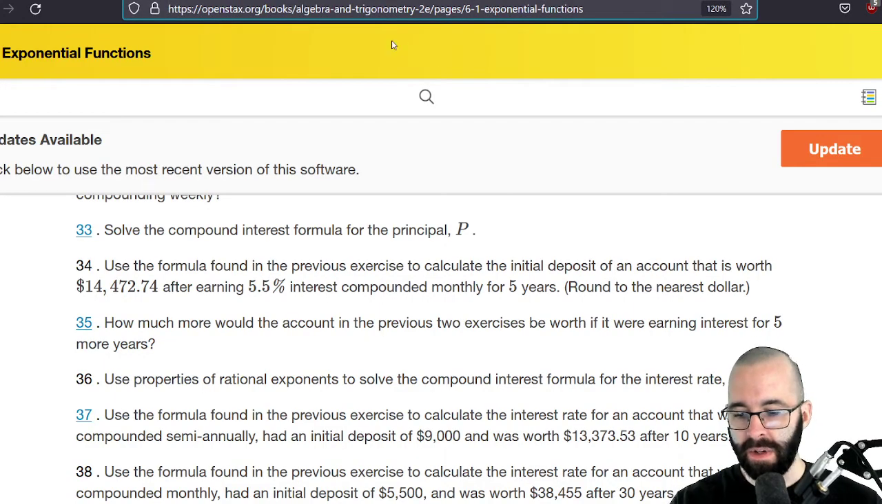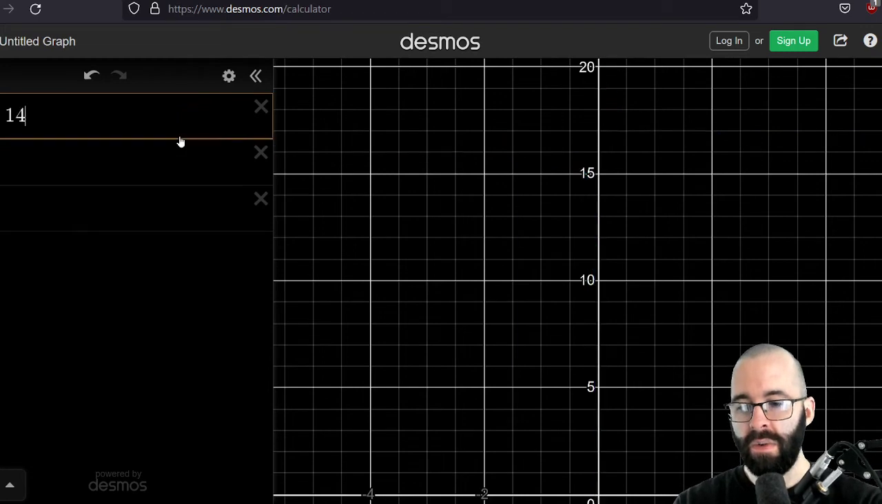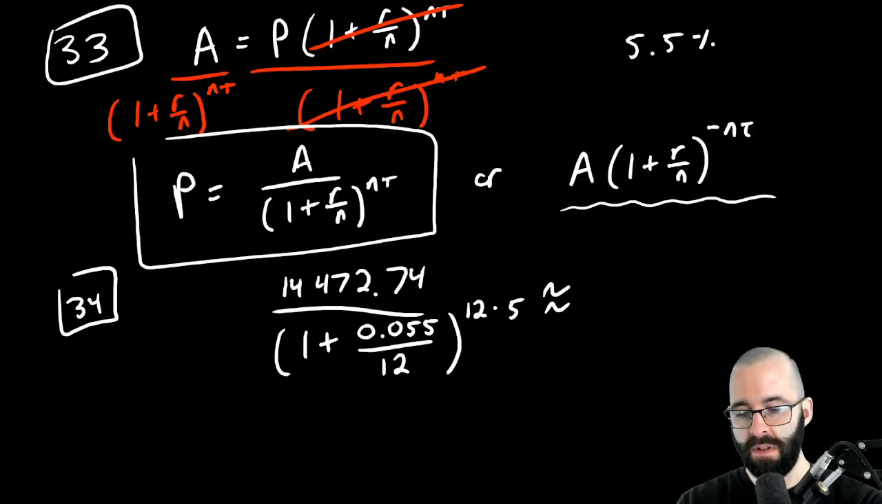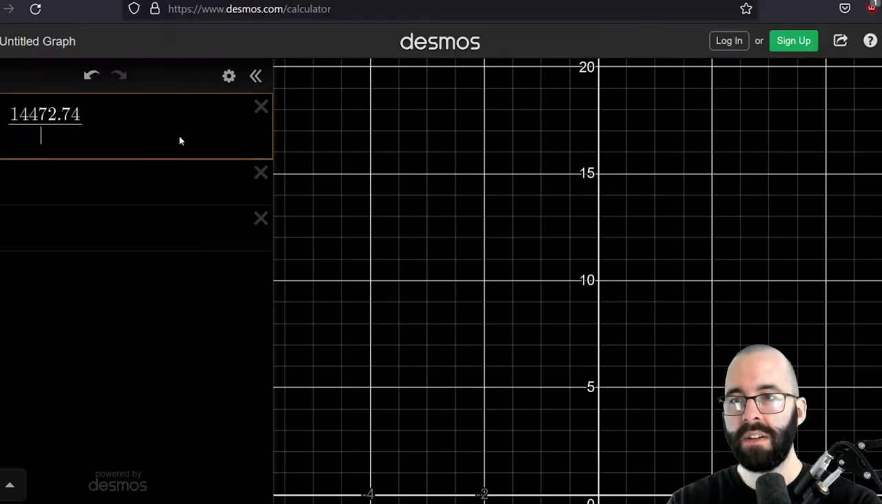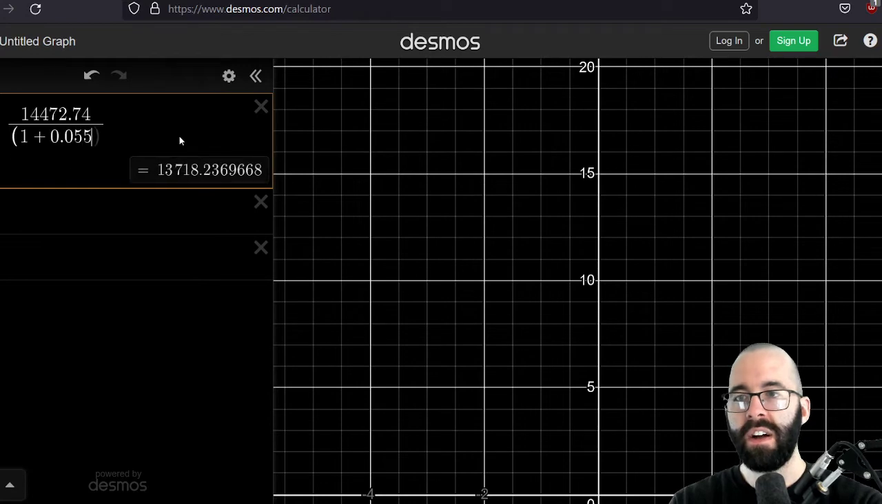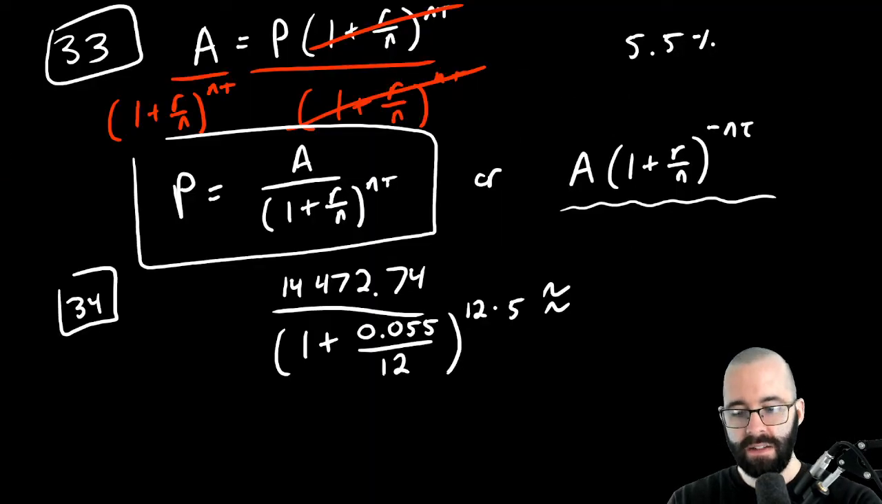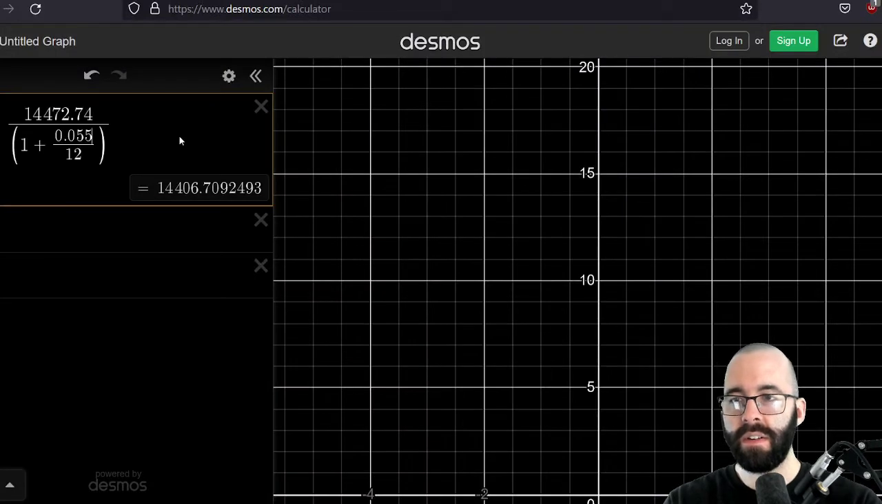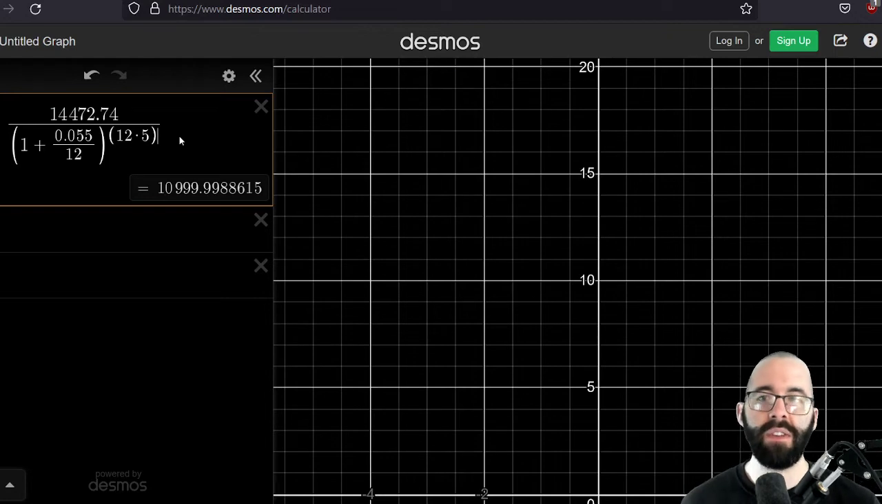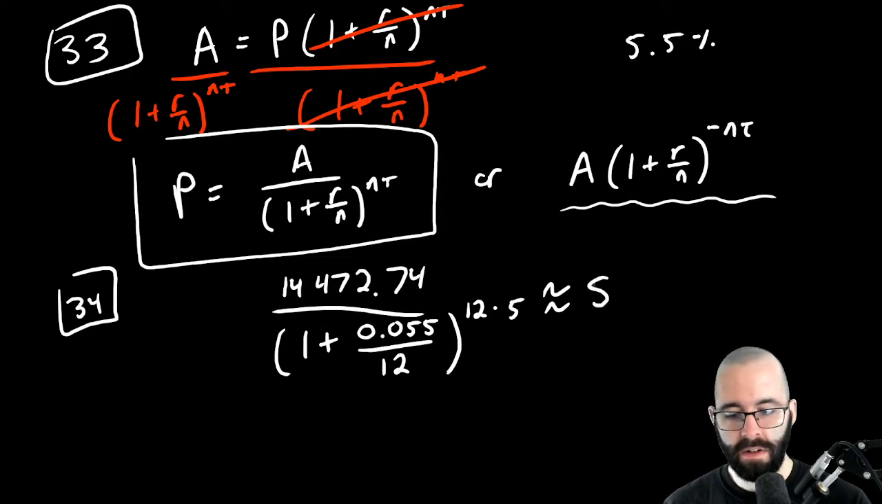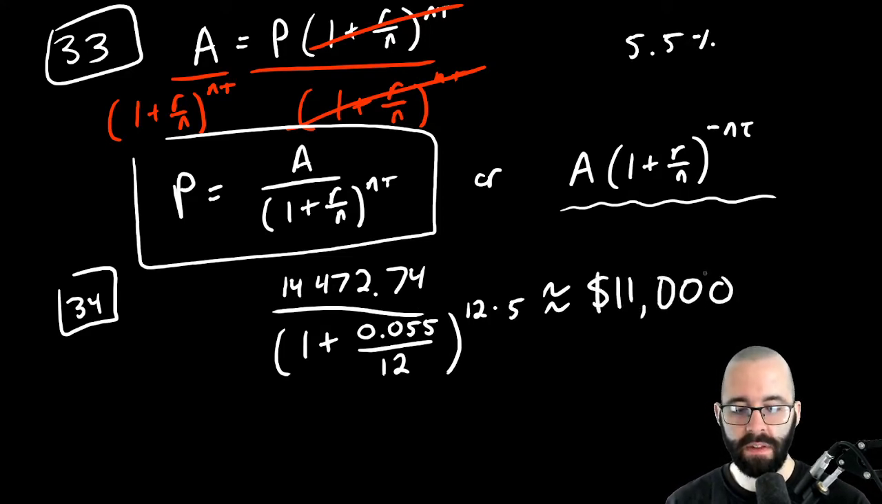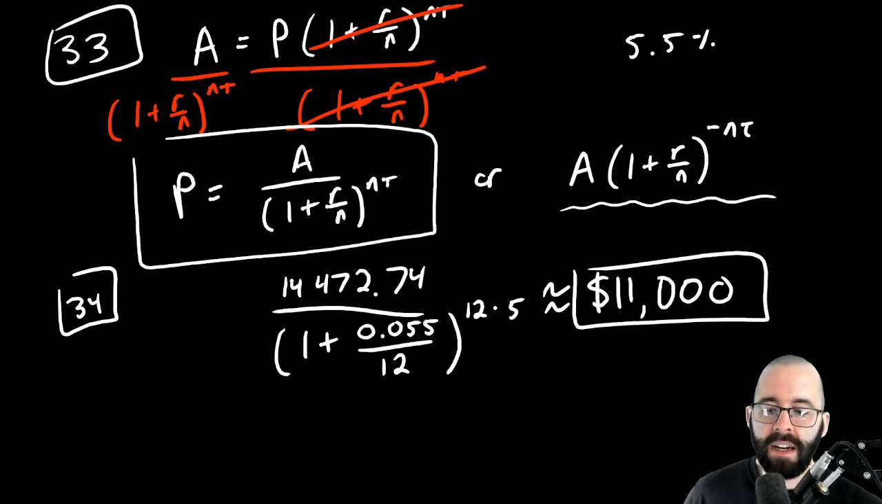Okay. So we're going to go over to Desmos and say, all right, what is 14,472.74 divided by 1 plus 0.055 divided by 12 raised to the 60th power. Or you can do 12 times 5. And it says round to the nearest dollar, so we're going to round to $11,000. That's how you use this formula. This was the initial deposit, and it was worth $14,500 after 5 years.